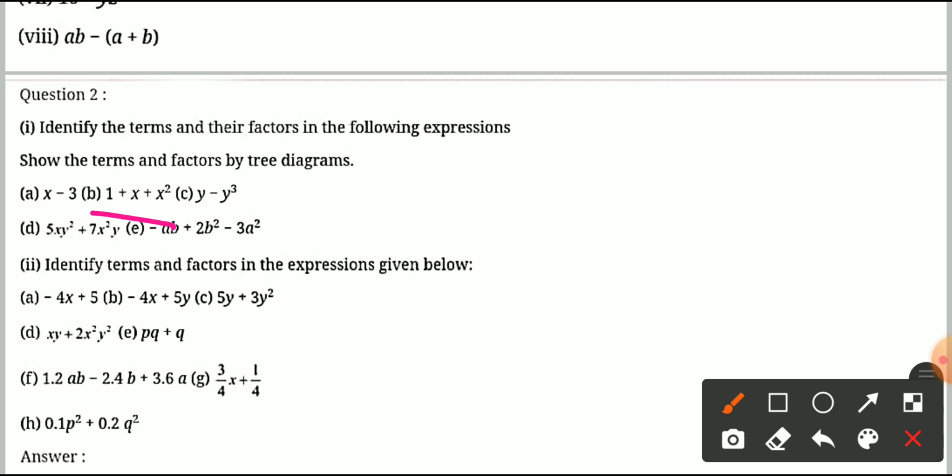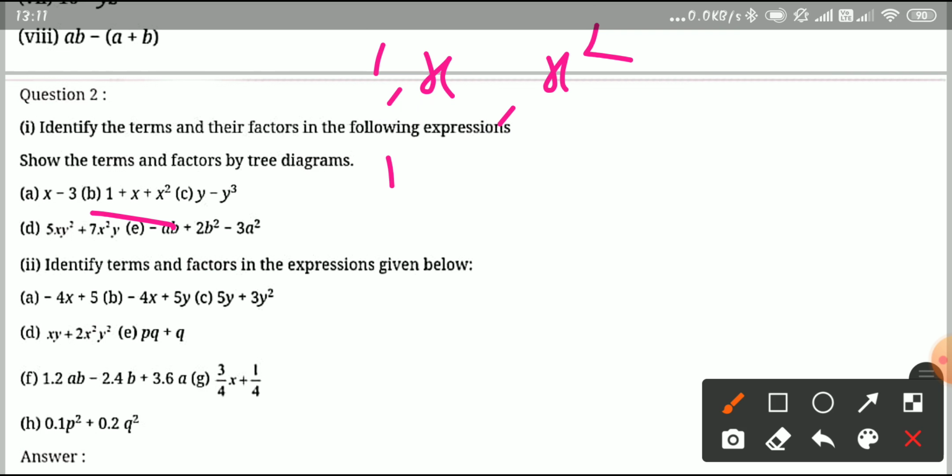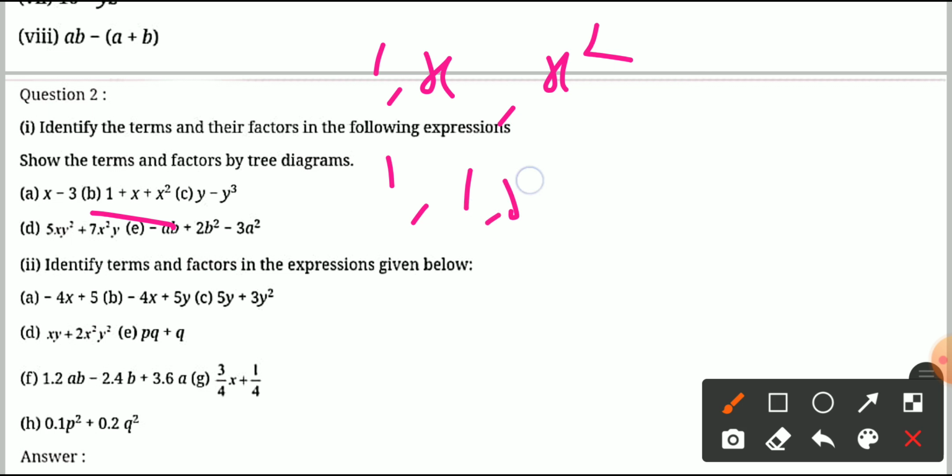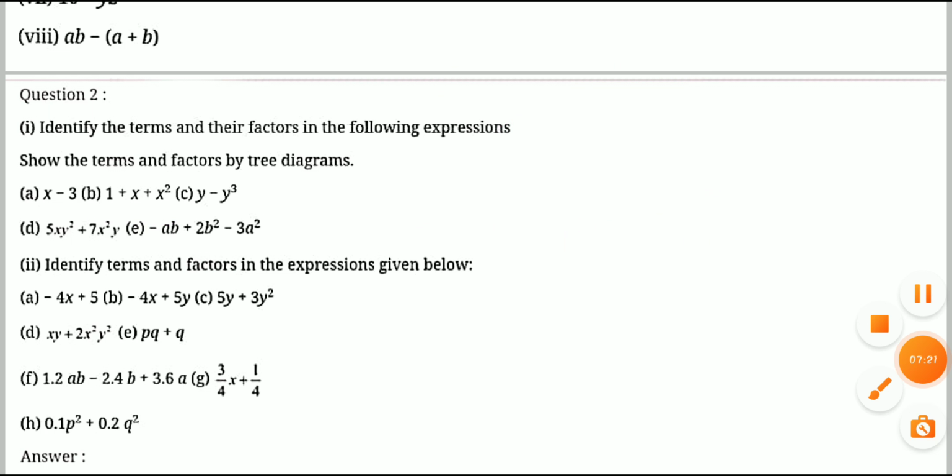1 plus x square. So first term is 1, second term is x, and third term is x square. So the answer of the first one is 1, second one is 1 over x, and third one factor is x into x. Okay. What is C?